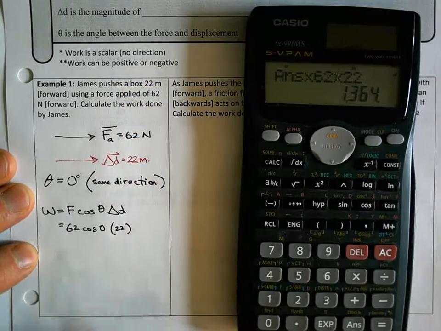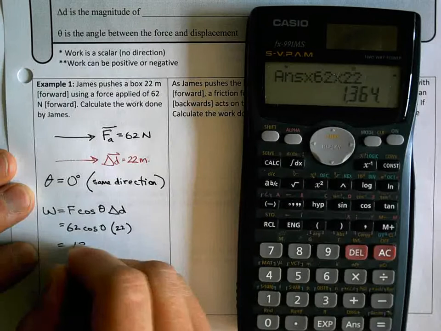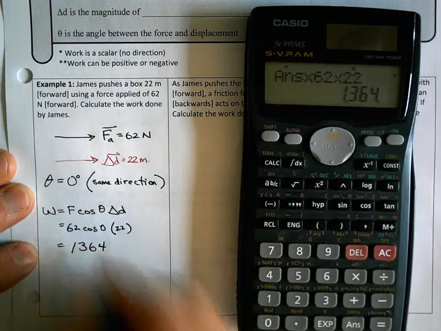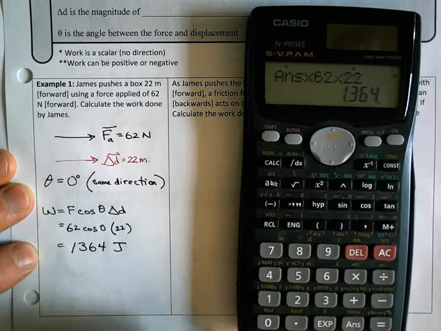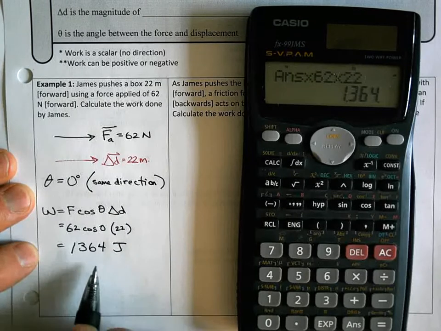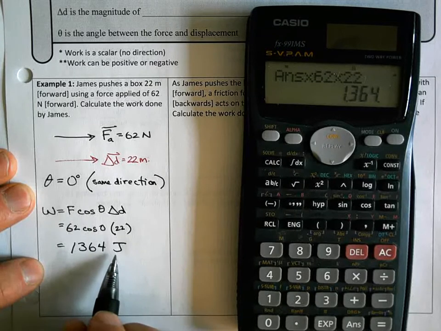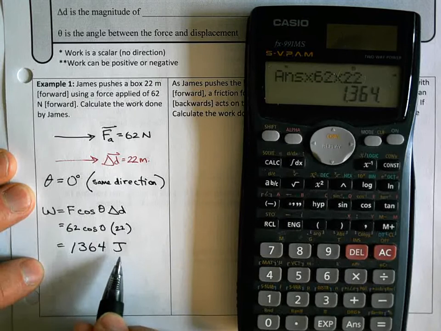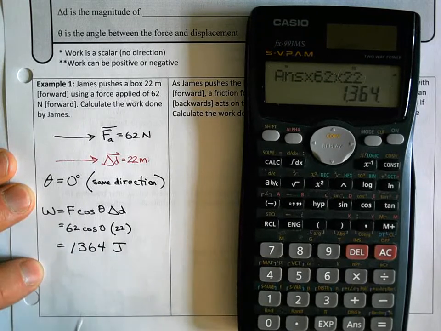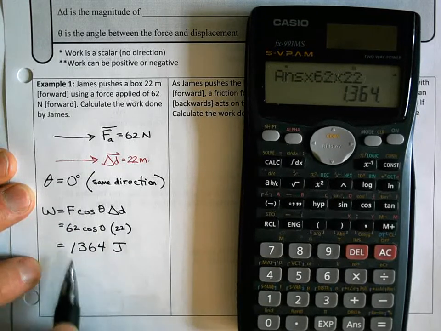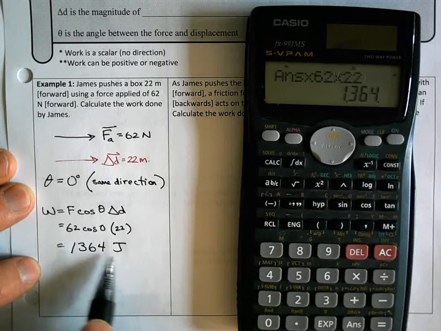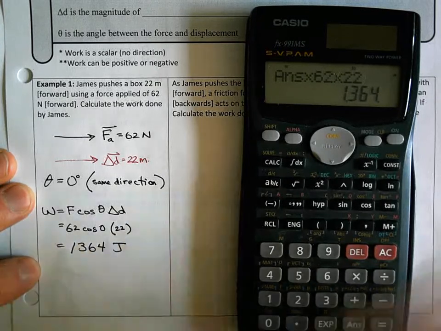And that gives me an answer of 1364, and the units are joules. That's an amount of energy. You can think of joules like calories. You know, if you eat an apple, you ingest some calories that give you energy to do physics work. Joules is another form of energy. When you eat an apple, you get a bunch of joules that you can use to do physics work. So 1364 joules, and it's positive.